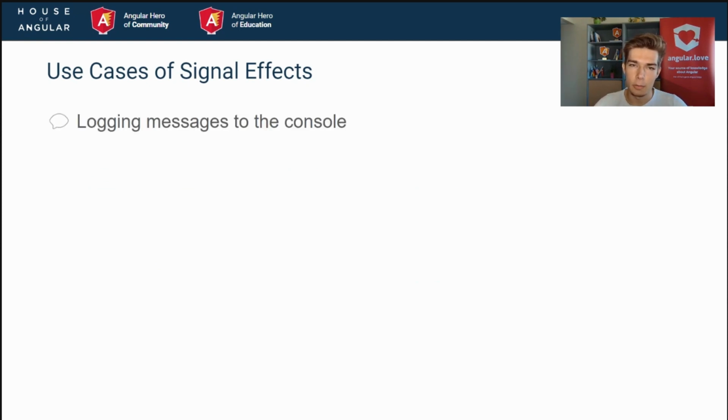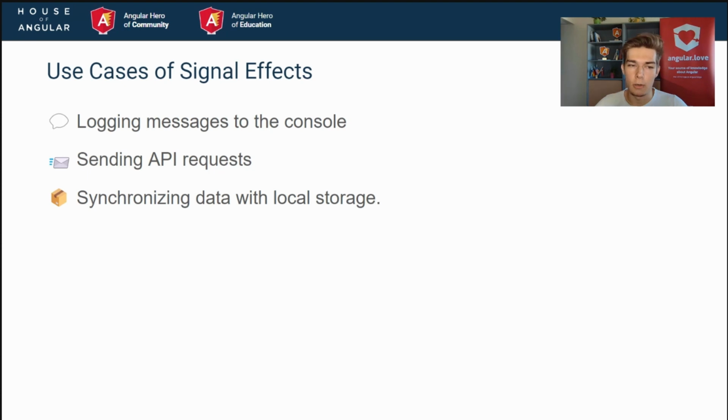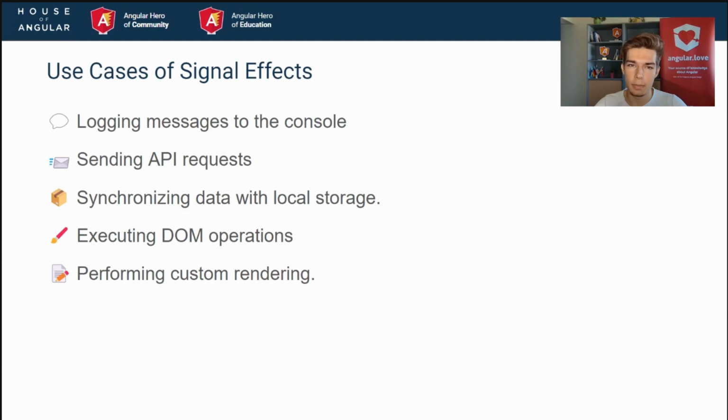Firstly, as you could have seen multiple times in this presentation, we can use them to log messages to the console in the process of debugging. Then we can send API requests every time a value of a signal changes. They will also be useful in the process of synchronizing data from the memory with the data that is present in the local storage. We can execute DOM operations and perform custom rendering, for example, in the chart libraries.